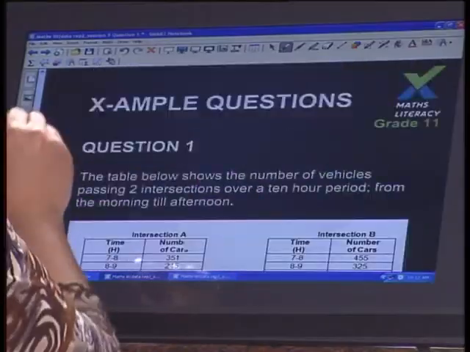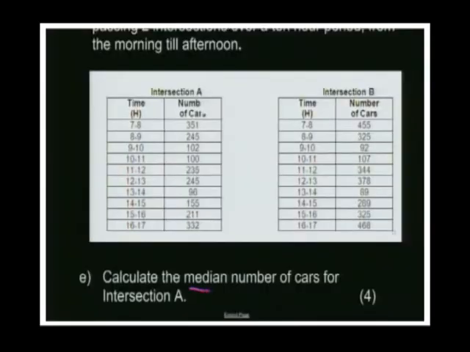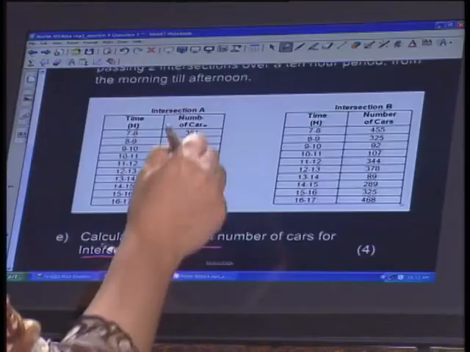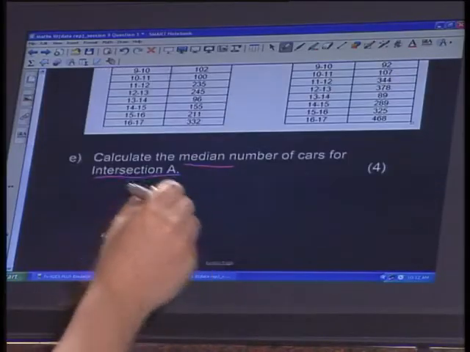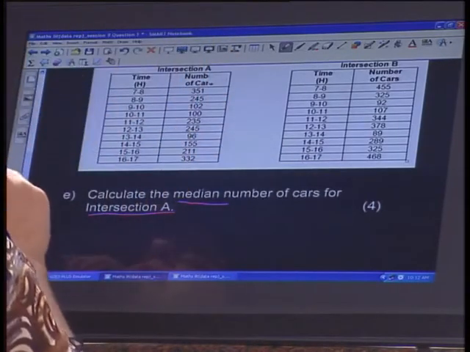Right, let's now see what the next part of the question is. Calculate the median, that's our middle number, of cars for intersection A. In this case, we only want intersection A. Calculate the median. The first step that we needed to do was to put them into an order. So I've got very varied numbers. I need to place these into some form of order.